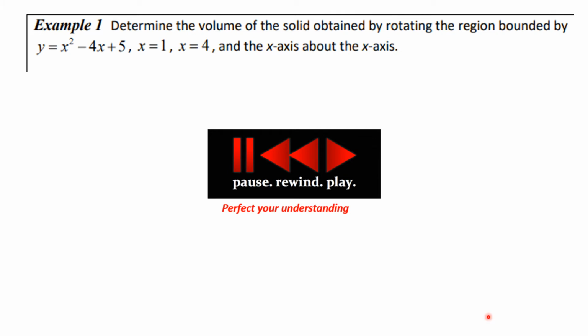Let's do this example. Determine the volume of the solid obtained by rotating the region bounded by y equals x squared minus 4x plus 5, x equals 1, x equals 4, and the x-axis about the x-axis. You know what to do. Let's see how you did.